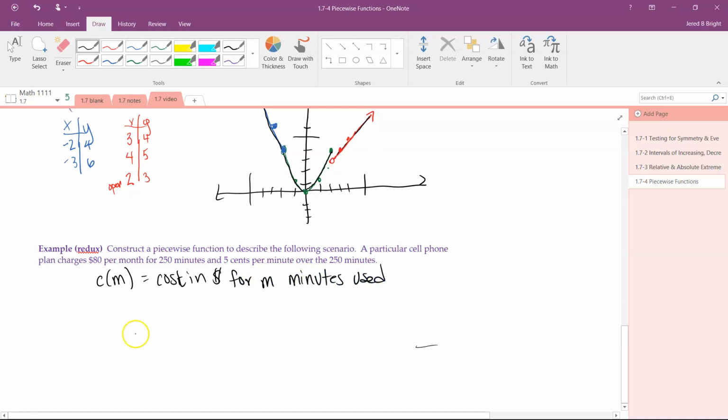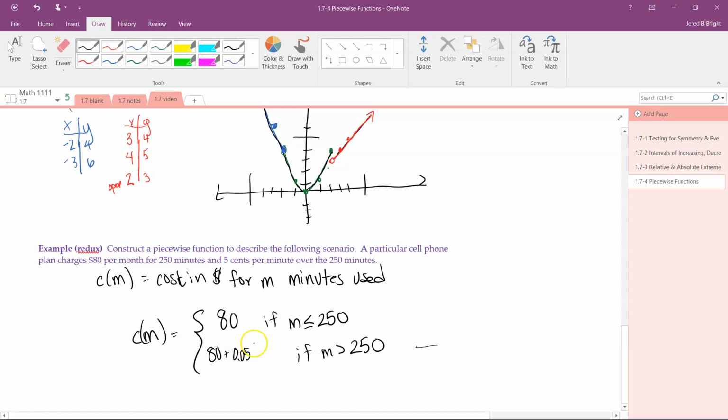Okay, so C of M is going to be a piecewise function with 2 pieces, because we know that at 250 minutes and under, you're charged $80. So the first piece is 80 if M is less than or equal to 250. Then we know that if M is bigger than 250, we're charged the $80, and then we tack on 5 cents for any minutes over 250.